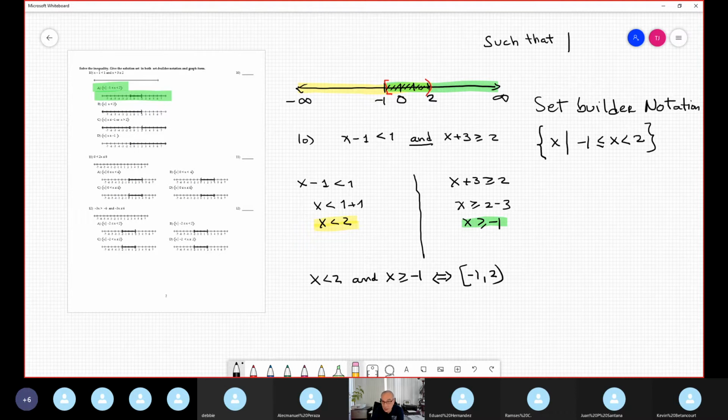It uses a curly bracket, the variable, the special symbol "such that", and you put the interval. And this is interval notation. So you need to be aware to express it in either notation, depending on the notation that they want in the answer. Any questions so far?